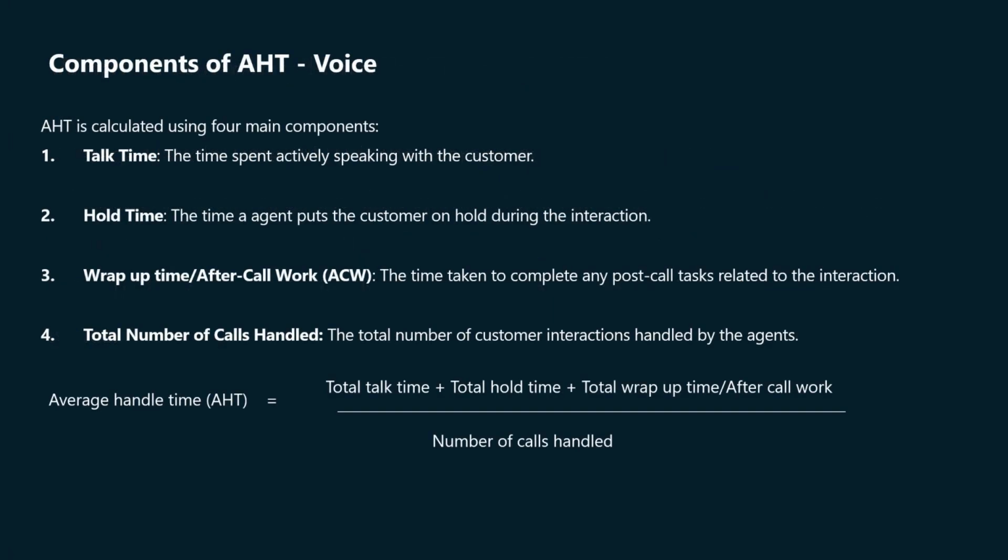Let's look at the components to calculate AHT for voice call. Total talk time, the cumulative time agent spent talking to the customers. Total hold time, cumulative time agent put the customer on hold. Total after call work time, cumulative time agent spent completing tasks related to the call after the call has ended. Total number of calls handled is the total number of customers' interactions handled by the agents. And the AHT is calculated by adding the total talk time, hold time, and wrap-up time and dividing it by the total calls handled.